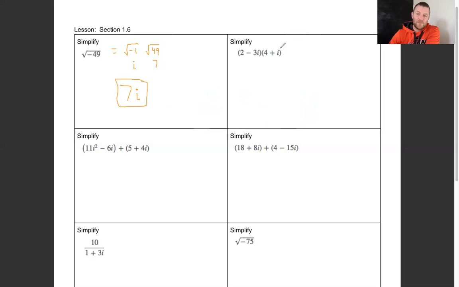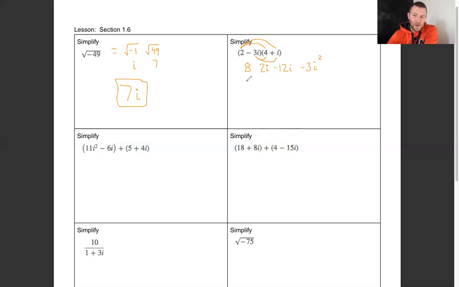The next one. Okay. So based on that, and we have another one of those down here at the bottom, so we'll get back to that. Based on that, though, we can simplify equations that have i in it. Okay, so this is basic FOIL. First, 2 times 4. Okay, there's an outer, which is 2 times i, which is 2i. Inner, negative 3i times 4, which would be negative 12i. And then last, negative 3i times i is negative 3i squared.